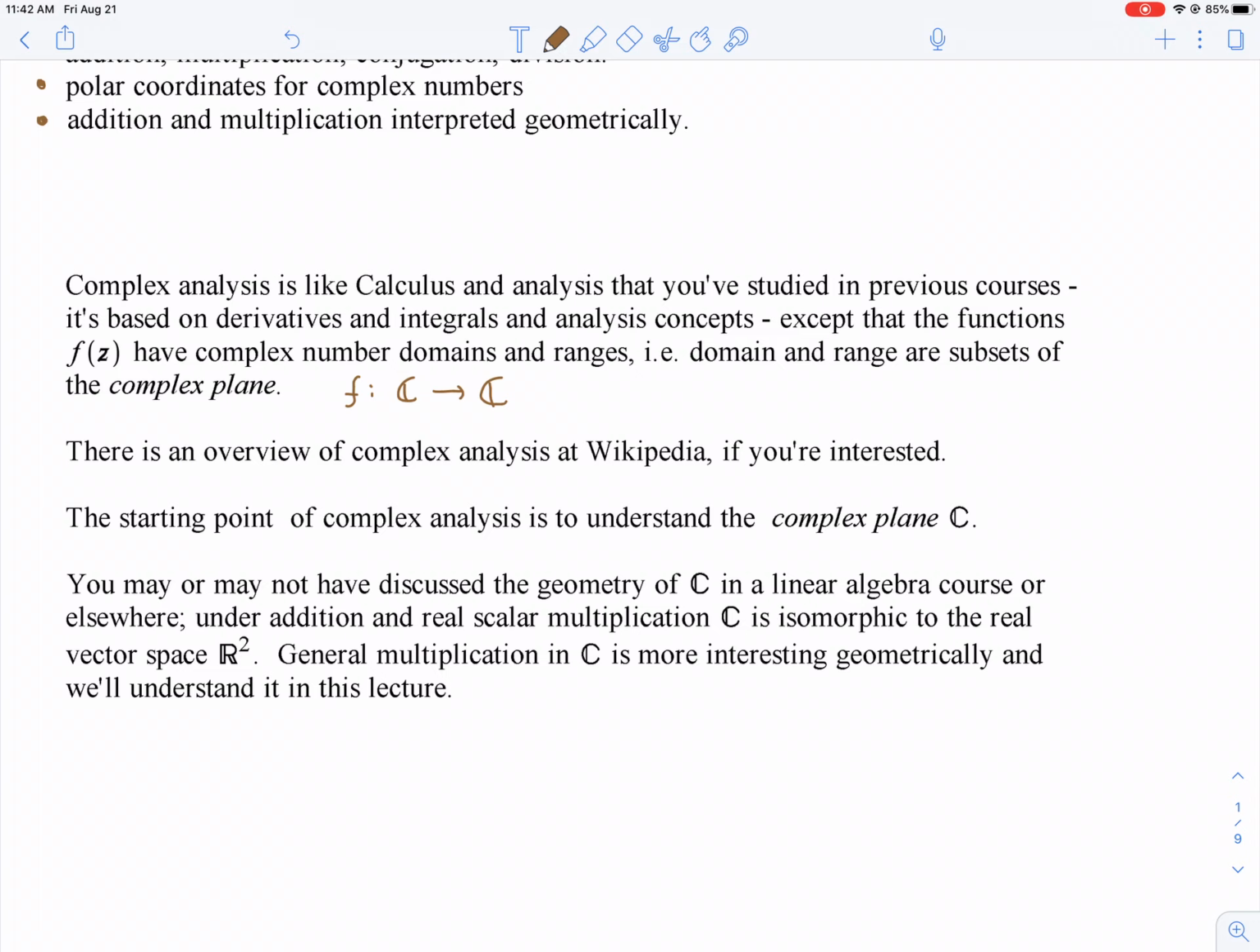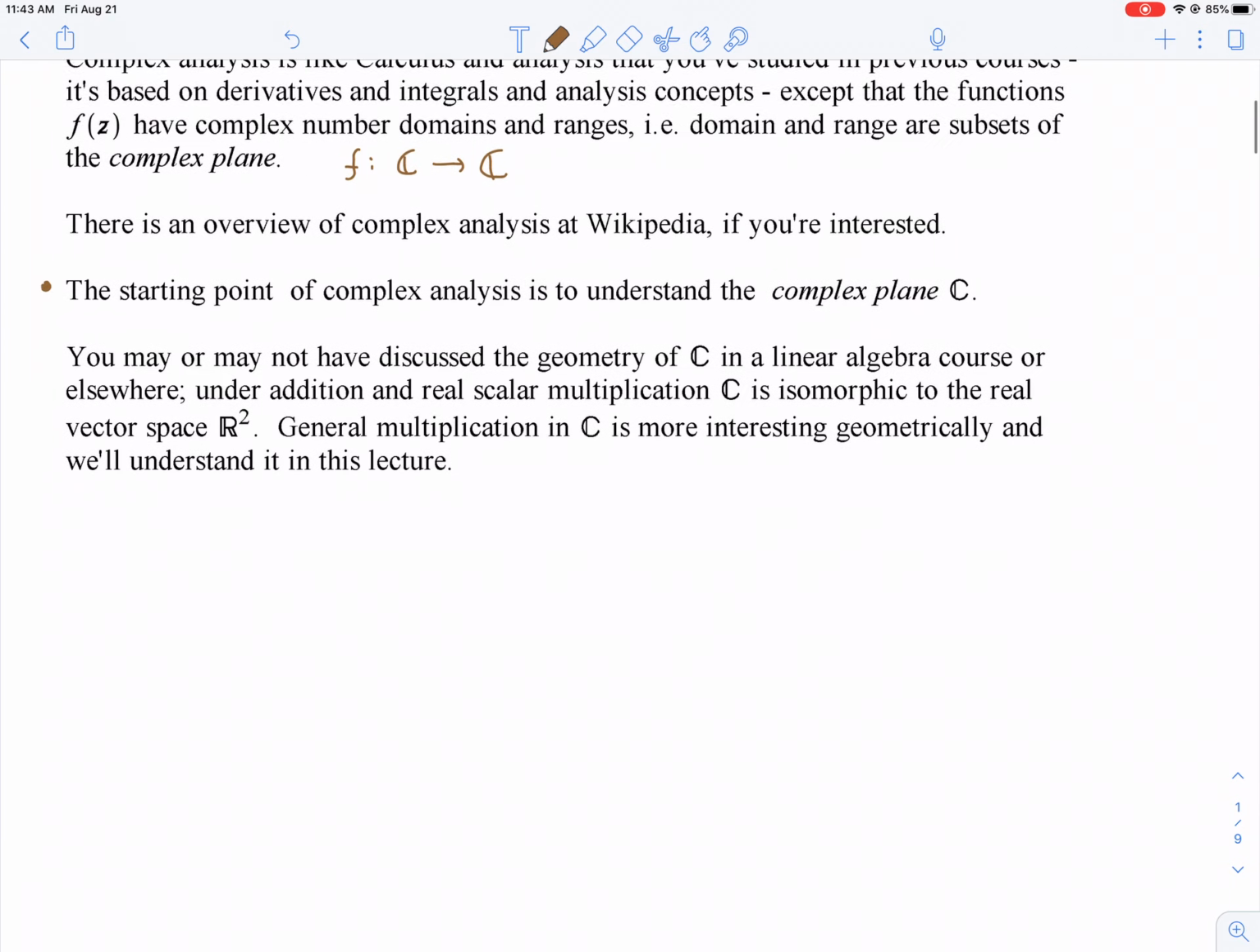Wikipedia is always a good place to get an overview of a mathematical topic. There is a complex analysis Wikipedia page. As I said, today our focus is to understand the algebra and geometry of the complex plane. So let's do it.